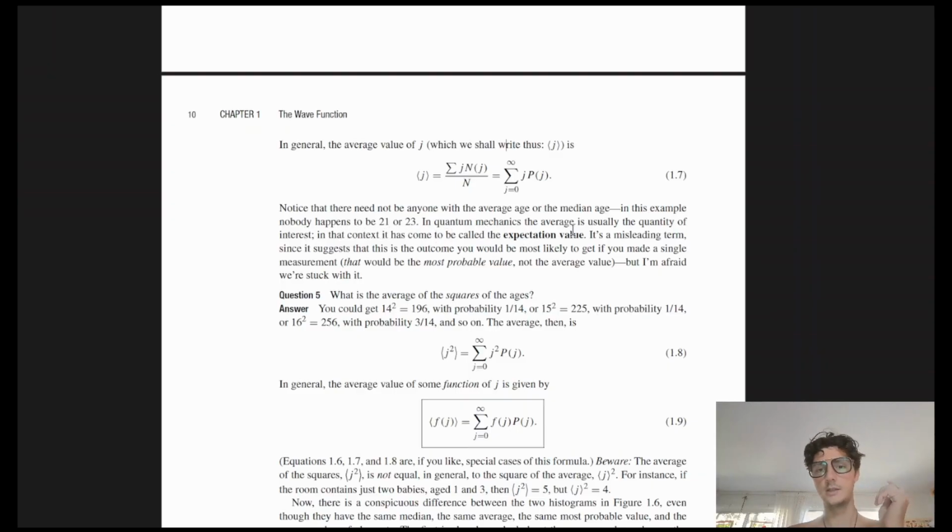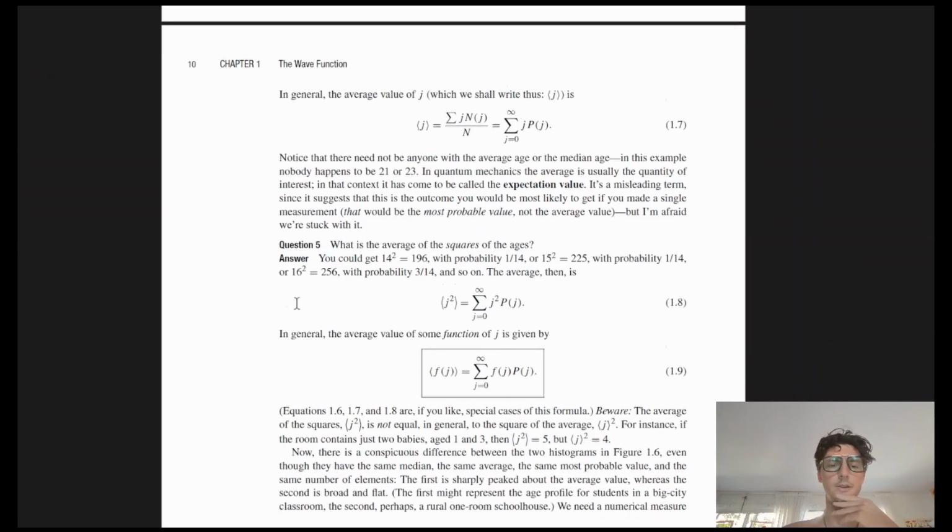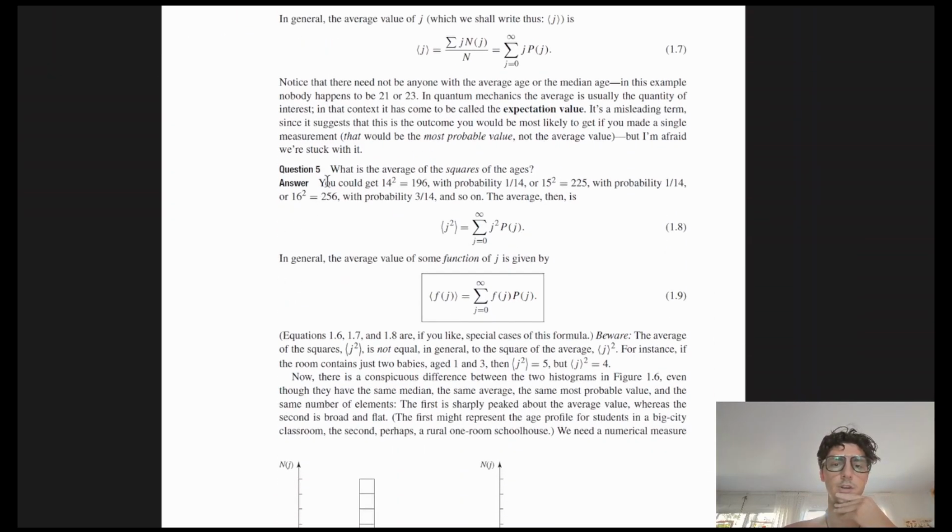In quantum mechanics, the average is usually the quantity of interest. In that context, it has come to be called the expectation value. It's a misleading term since it suggests that this is the outcome you would be most likely to get if you made a single measurement. That would be the most probable value, not the average value. But I'm afraid we're stuck with it. So expectation value. We're just going to keep reading because it's getting a little confusing here, personally speaking.